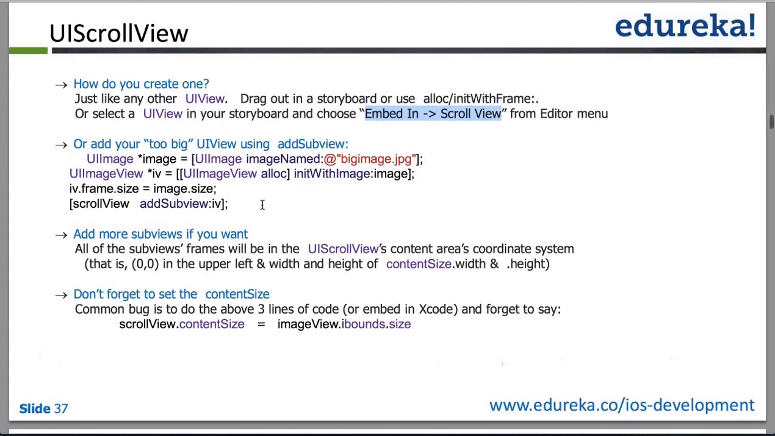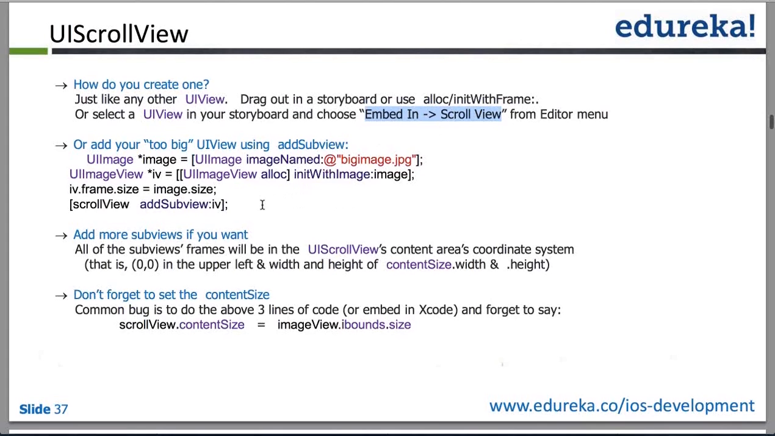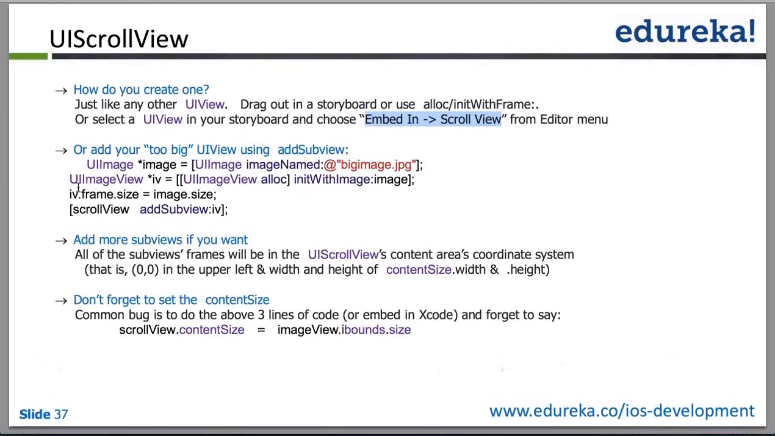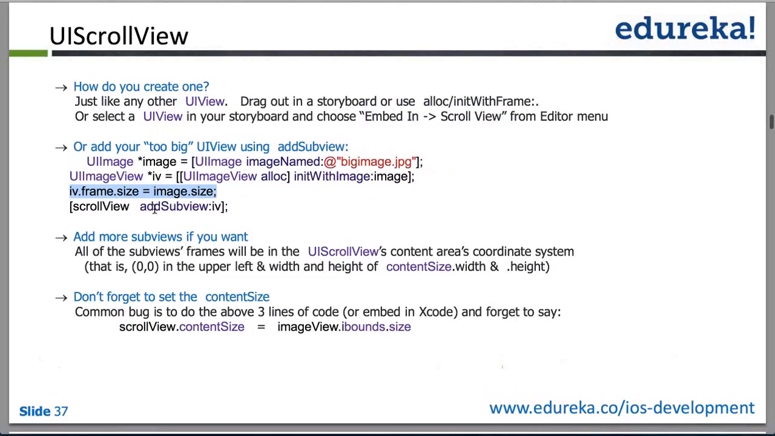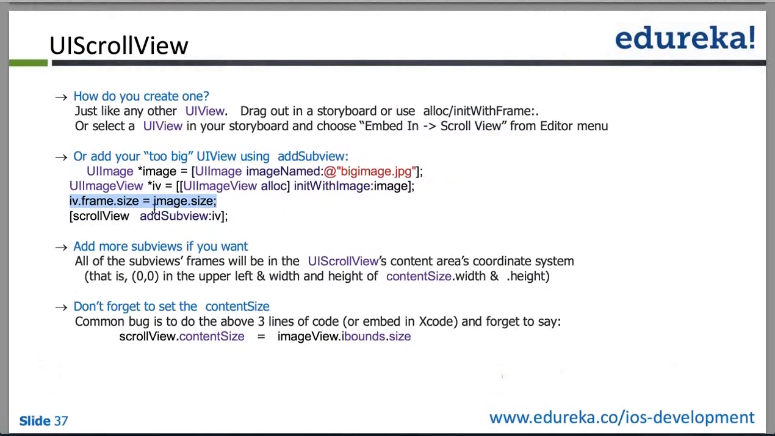If you are going to add an image, you need an image view. First get the image, then get the image view, then get the frame size of that image view. That should be equal to the size of the image, and then add that image view to the scroll view. Image is whatever you want to show. Image view will be the container for that image, and this image view is added to the scroll view. If you want to add some more subviews, you can always add them using the frame.